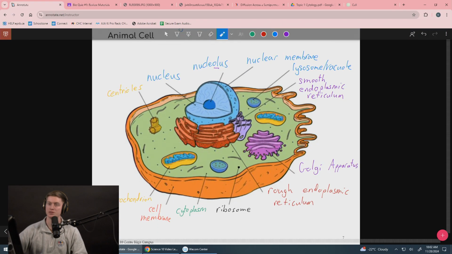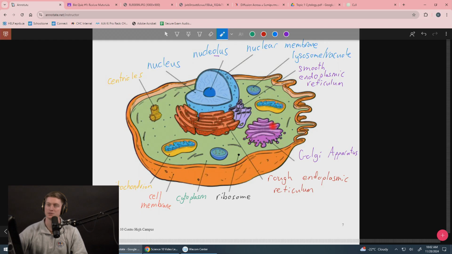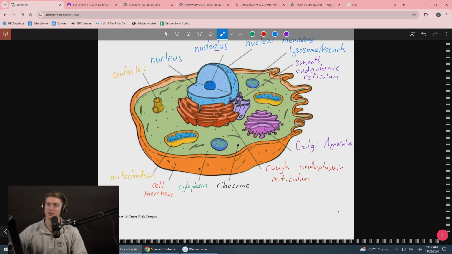I'm going to zoom out so you can see the whole picture. I know that my face is blocking some of the picture there. There we go. There's our whole picture of our labeled animal cell. If you need to pause the video to put those labels down, then go ahead and do that. On the next page, we're going to look at a plant cell.